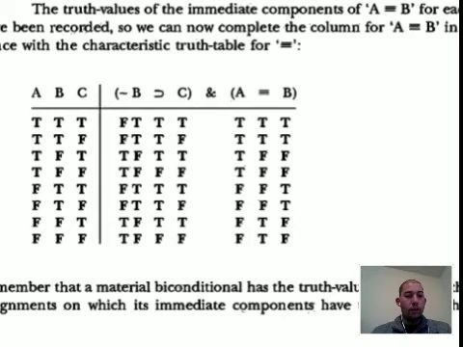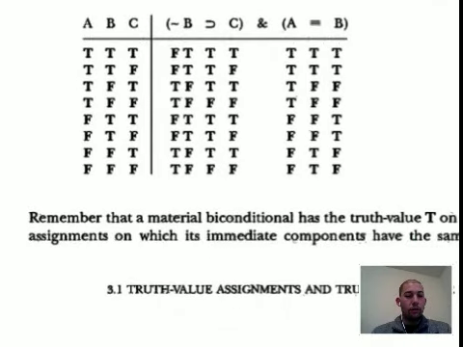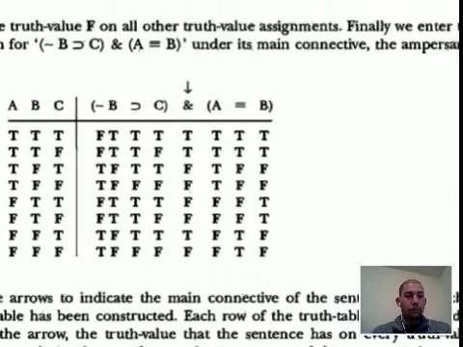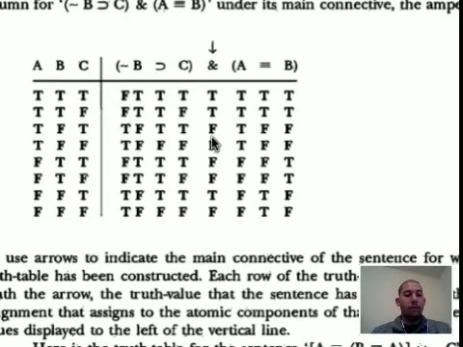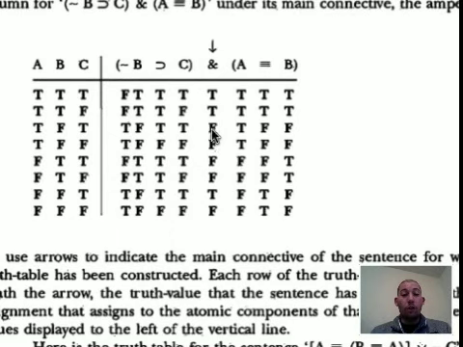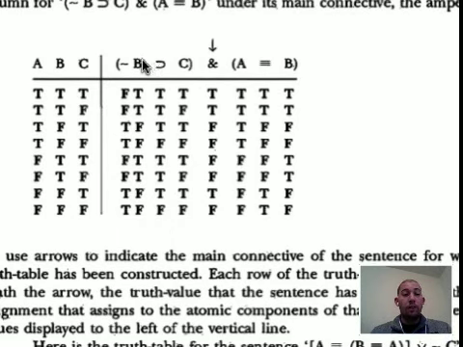So if we look, that's exactly what we got. So it's true in these first two assignments, and it's false in the next four because the second component, this atomic sentence, is false, and it's false in the last row because we have it that this component sentence is false. Okay, so that's how we build our truth tables for complex sentences given the various different connectives.